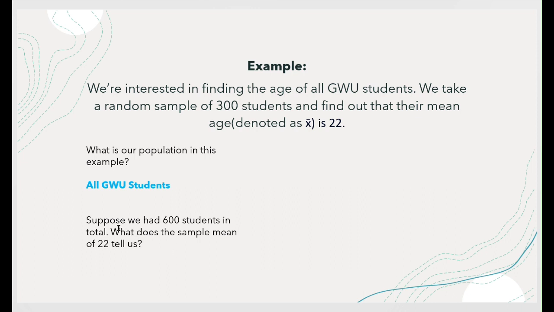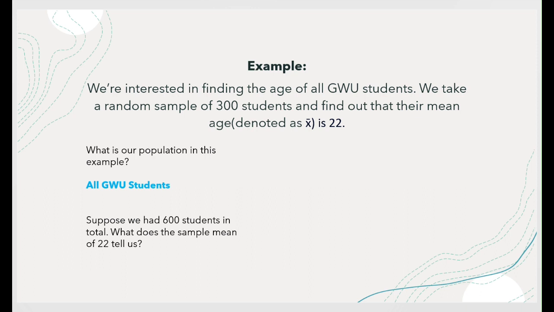All right. So, next thing is suppose that we had 600 students in total, meaning that the population is 600. What does the sample mean of 22 tell us? We've taken 300 students out of the 600 and we've calculated their mean age. Do you think that the number 22, which is the mean of 300 students, tells us something about the mean of all 600 students? That's basically what the question is trying to ask you.